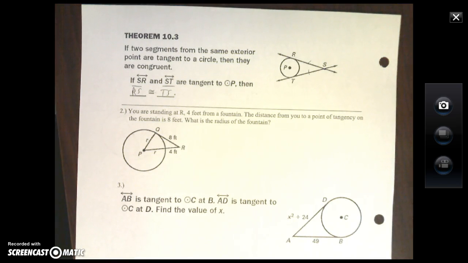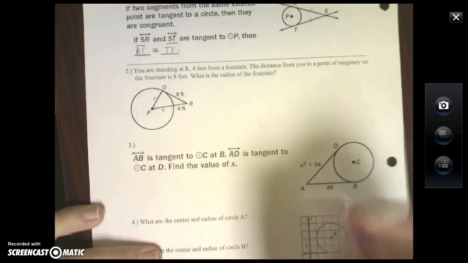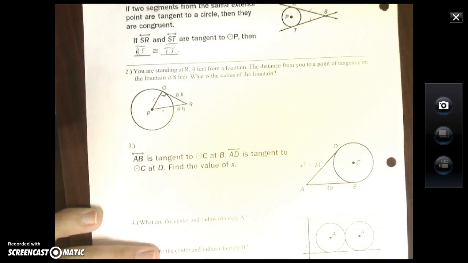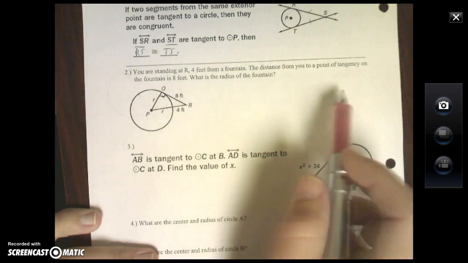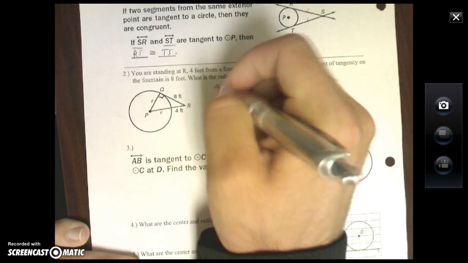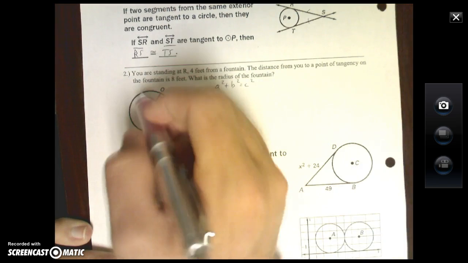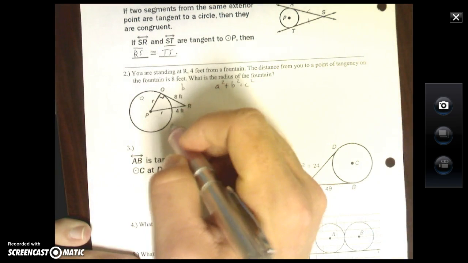Okay. Here we go. Number 2. You are standing at R, 4 feet from a fountain. The distance from you to a point of tangency on the fountain is 8 feet. What is the radius of the fountain? Alright. Now, for this one, what we're going to do is recognize that this is going to be a right angle right here, because it says point of tangency on the fountain right there. So what we can do is use the Pythagorean theorem. A squared plus b squared equals c squared. Because it's my right angle, here's my A, here's my B, and here's my C.